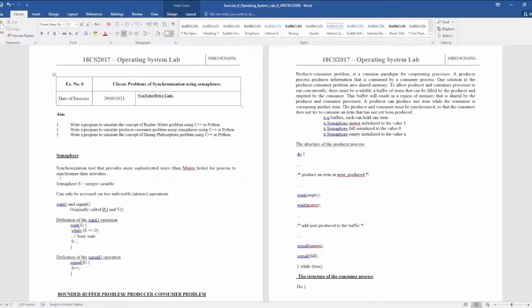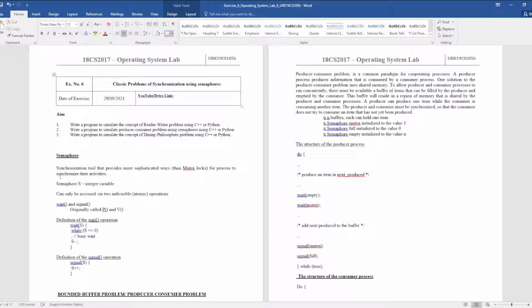So the aim of this experiment is to write a program to simulate the reader-writer problem using C or Python, to write a program to simulate the producer-consumer problem using semaphores using C or Python, and to write a program to simulate the concept of dining philosophers using C or Python.